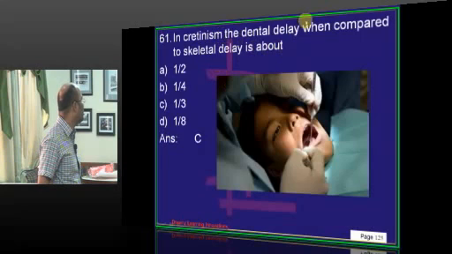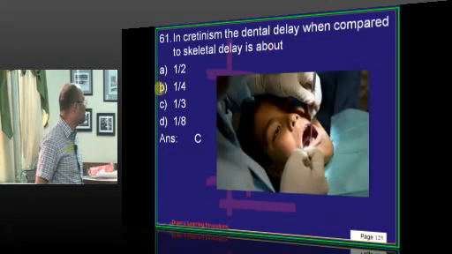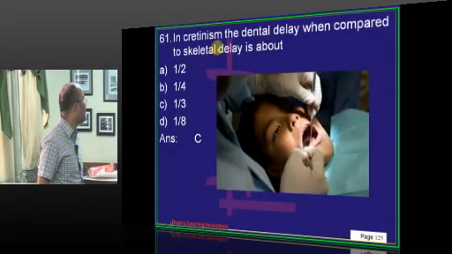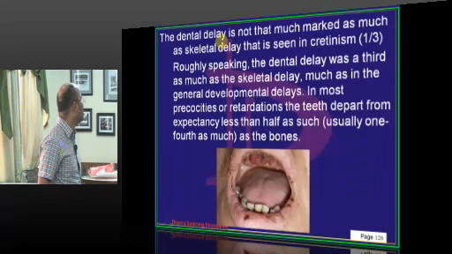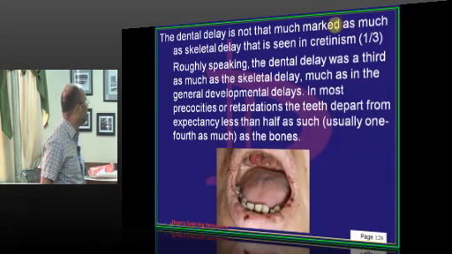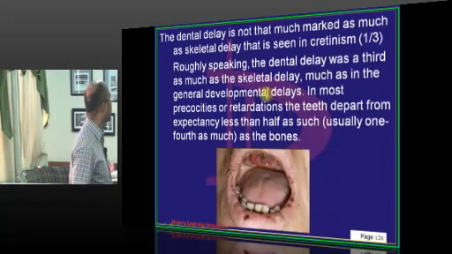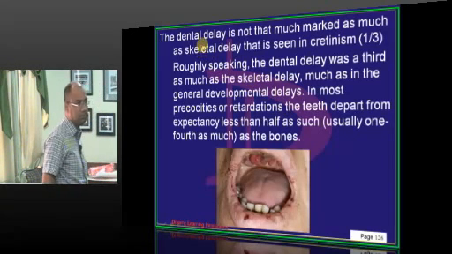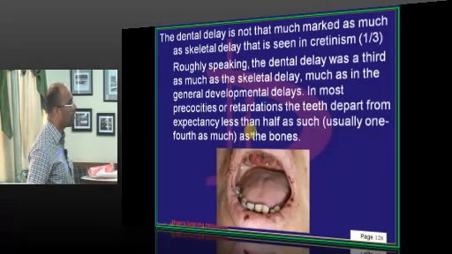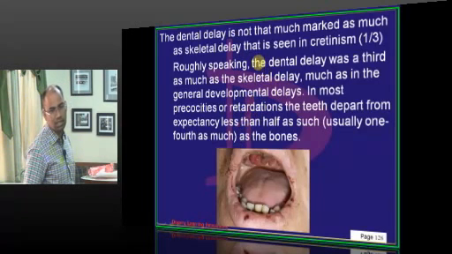In cretinism, the dental delay when compared to the skeletal delay is about, this you have to know by heart, 1/3. What it says is the dental development is delayed when compared to the skeletal by 1/3 of it. The dental delay is not as marked as the skeletal delay. Whereas in all other conditions it is usually 1/4, in cretinism it is 1/3.